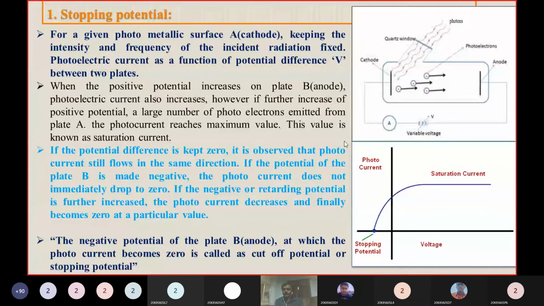So this is about the stopping potential. What is the definition of stopping potential? It is the potential at which we don't find any current passing through the circuit. Yes, that is the stopping potential. Very good.